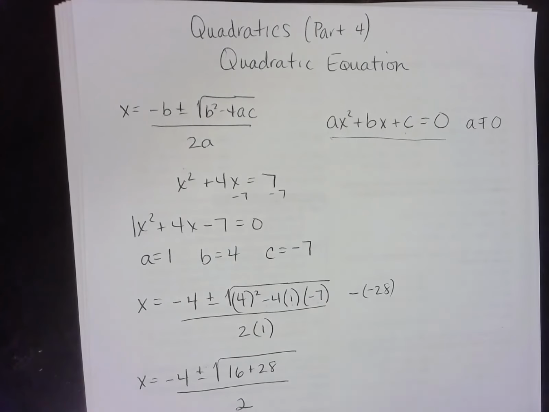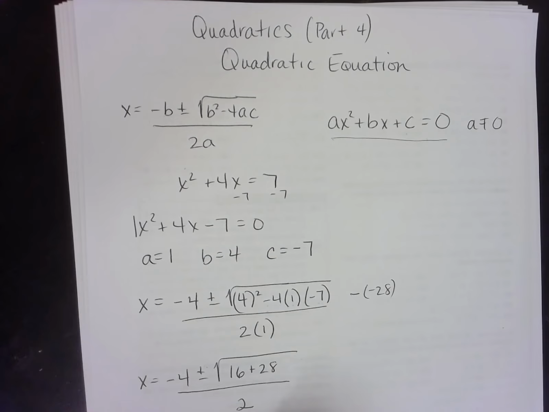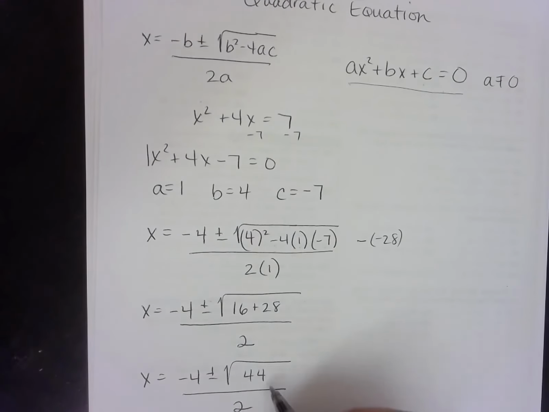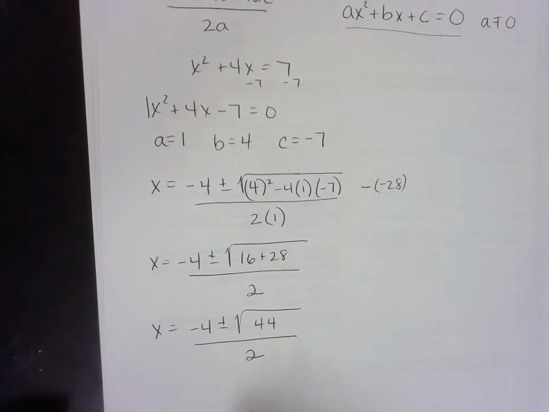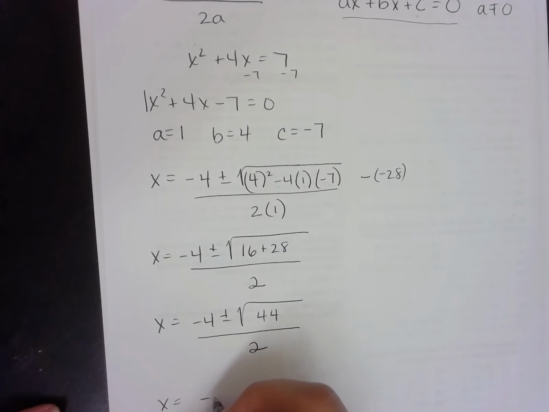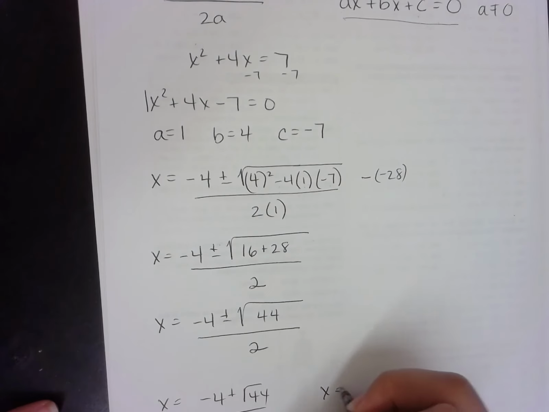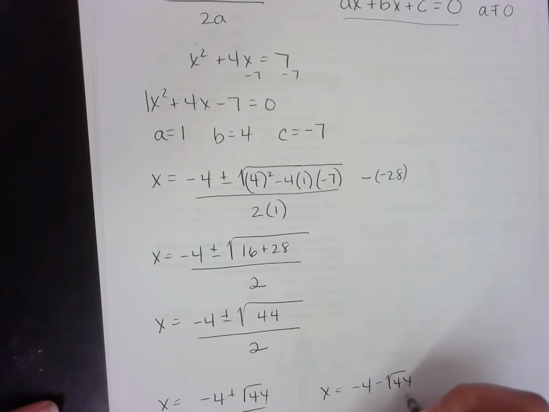Okay? So I end up with x is equal to negative 4 plus or minus. Now I can add these two things together, and that gives me the square root of 44 over 2. Now my radical can simplify a little bit, but in this particular case it's really not a big deal, so we're just going to leave it as it is. Okay? So this again gives me two solutions, right? I could break them apart and write them as x is equal to negative 4 plus the square root of 44 over 2, and x equals negative 4 minus the square root of 44 over 2.